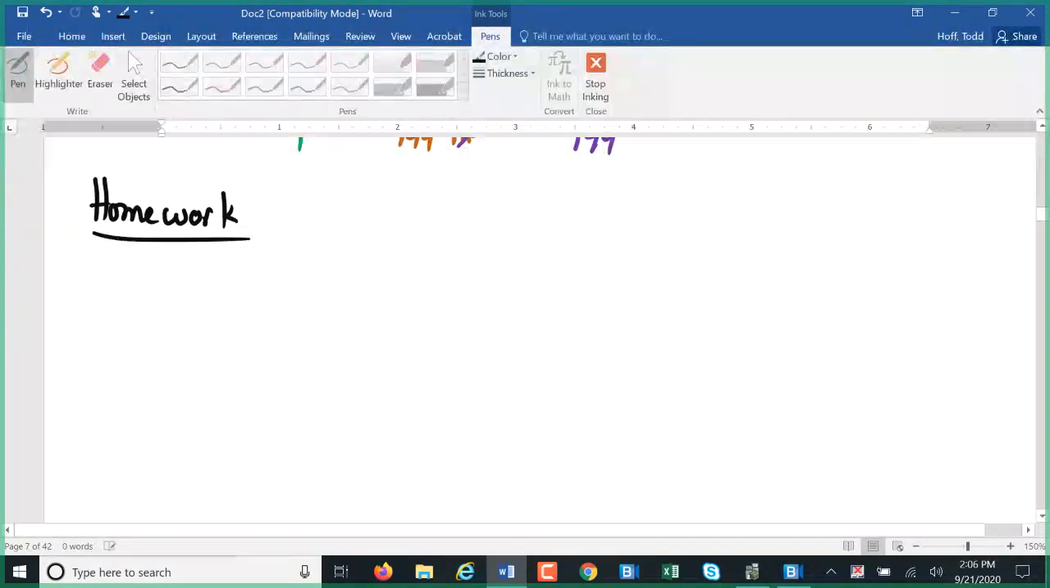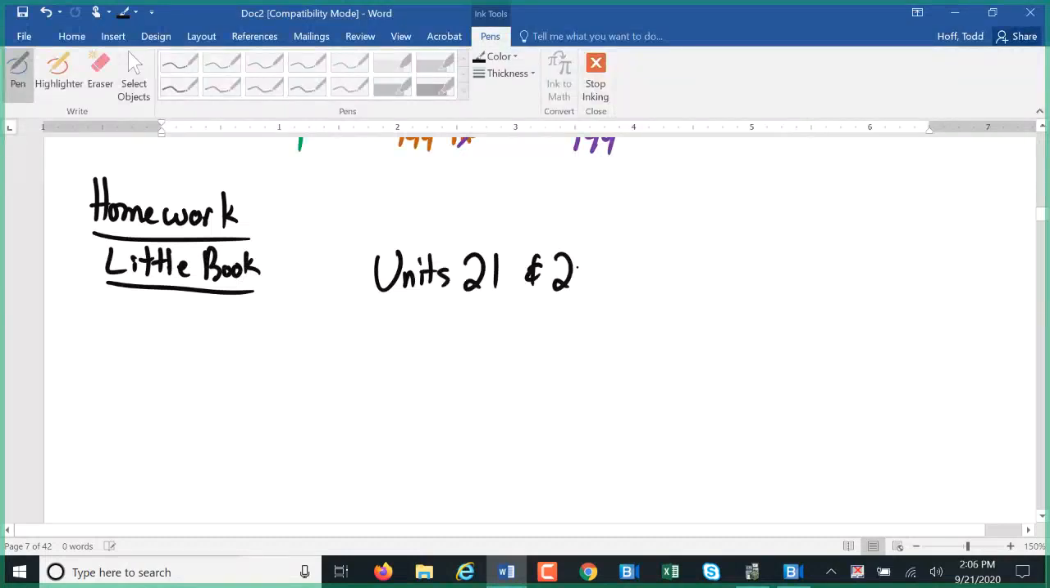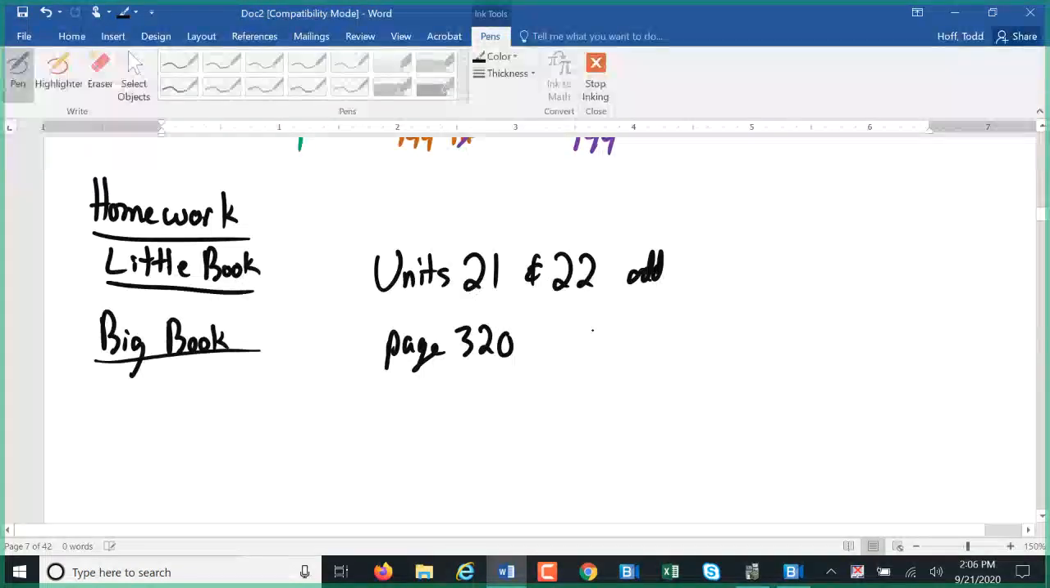We'll give you some time to do homework. There's 2 pieces here. The first piece is out of the little book. It is units 21 and 22. Again, it's the odds. Out of the big book, there's a couple pages. Page 320, exercise 9-5, problems 7 through 21, the odds.